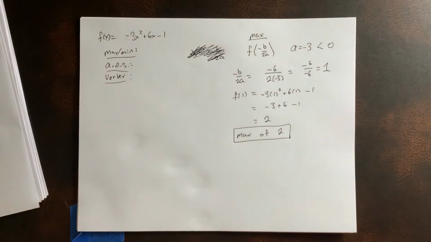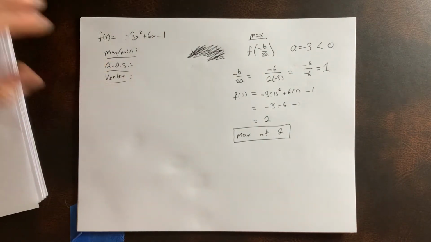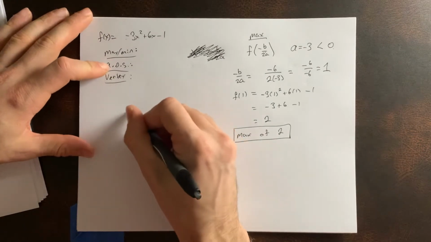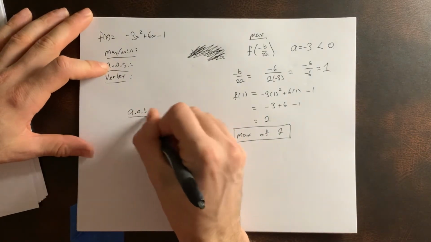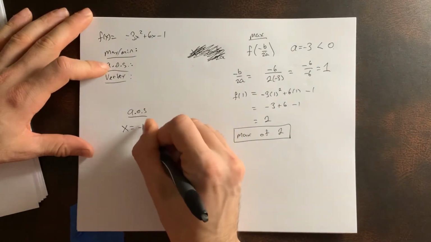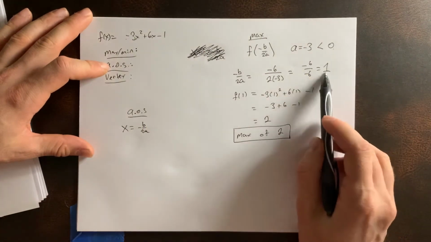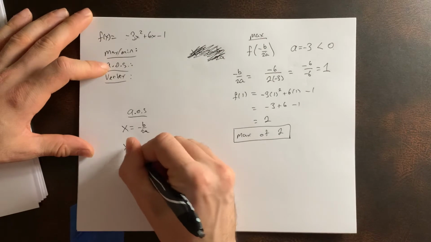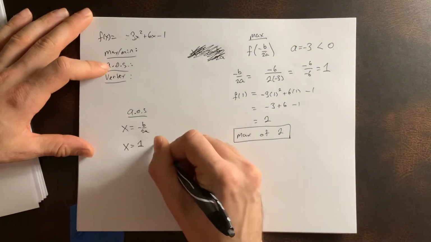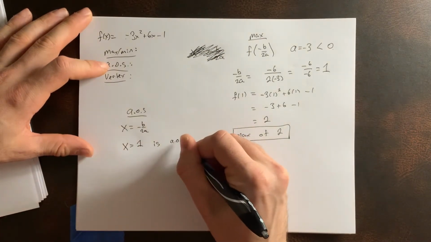For the second part of this question, let's find the axis of symmetry, but we already did the work for that. The axis of symmetry is x equals negative b over 2a. We found negative b over 2a was 1. So our axis of symmetry is x equals 1.